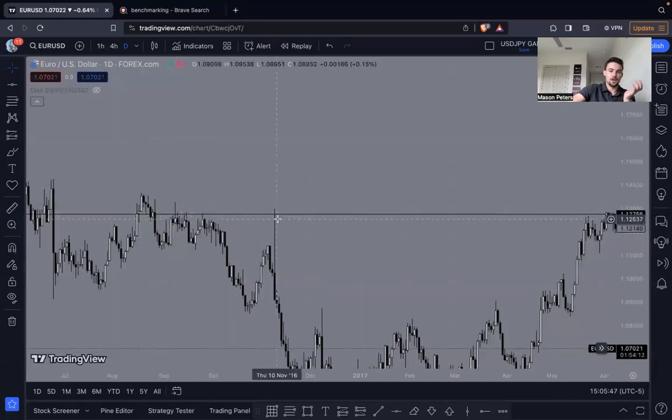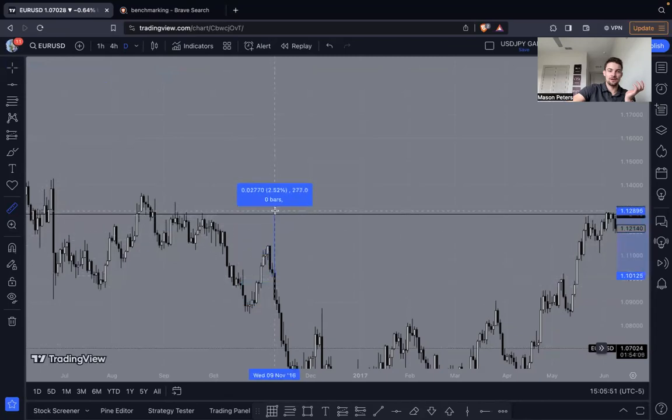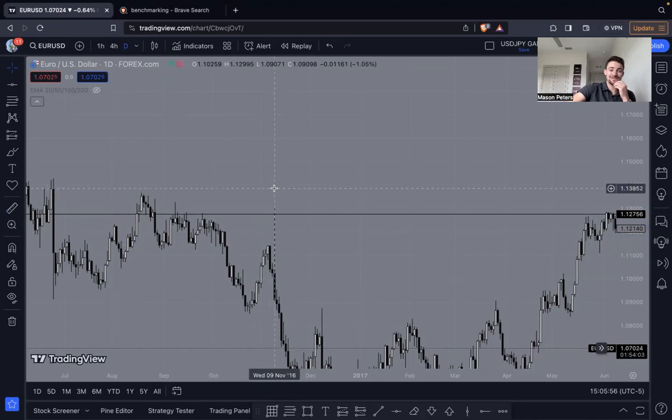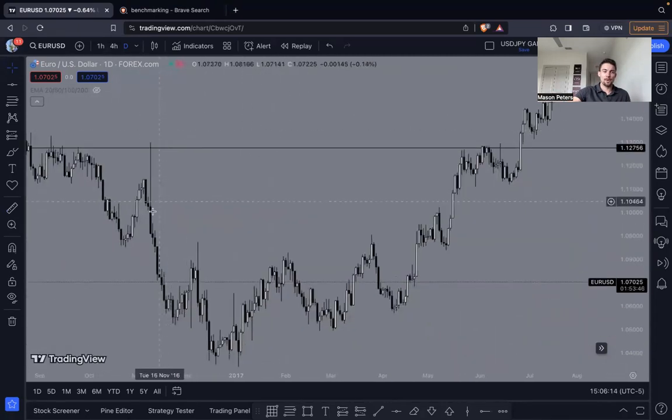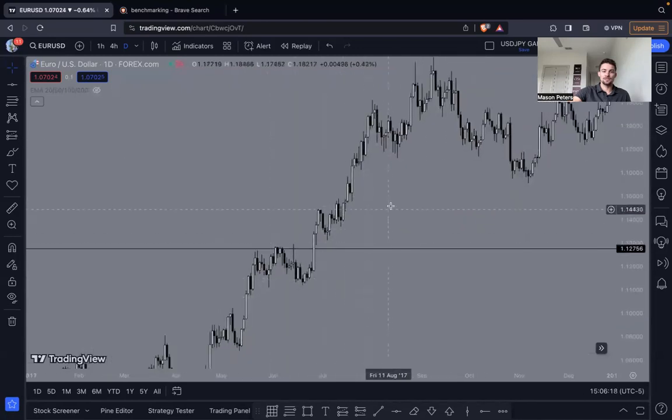And then, oh my God, look at that massive wick in 2016, all the way up, 277 pip wick. And I'm pretty sure November 9th, 2016 was the presidential election when Trump got elected, if I'm correct. Around that time in November is when we had the presidential election. So very fascinating candle there as well, right? Markets drove down, came back up in 2017.